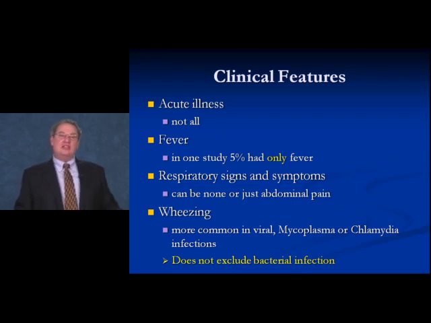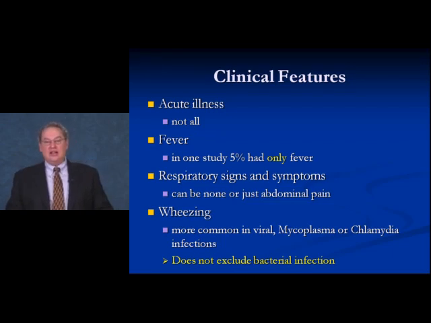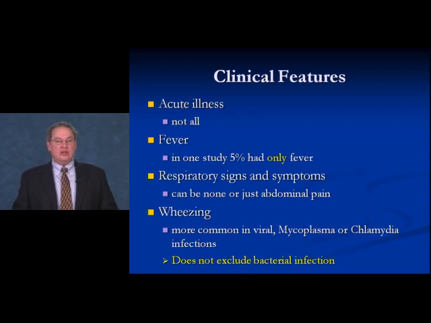Now, when thinking about these clinical features, they may not be evident in every child who's diagnosed with pneumonia. They may have no acute illness. In one study, 5% had only fever. When considering the respiratory signs and symptoms, there can be none, and the child may just present with abdominal pain. And wheezing, although more common with viral, mycoplasma, or chlamydia infections, does not exclude a bacterial infection.